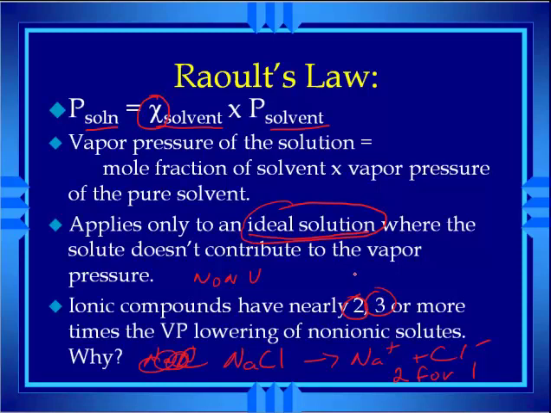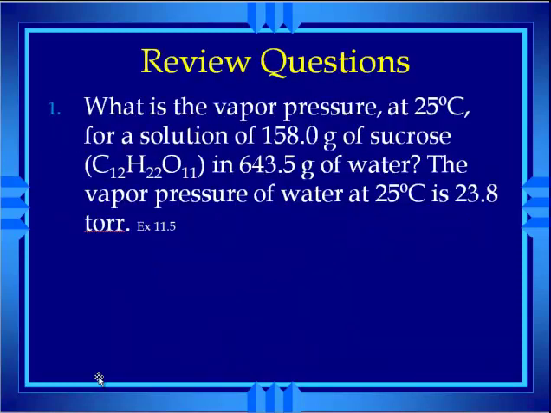How would you get 3 times more? Well, how about something like barium chloride? Something like that breaks up into three ions. So there you go. That's why. All right, let's try a couple problems with Raoult's Law and see if we can calculate them out.